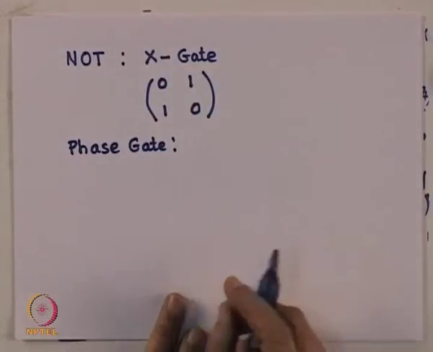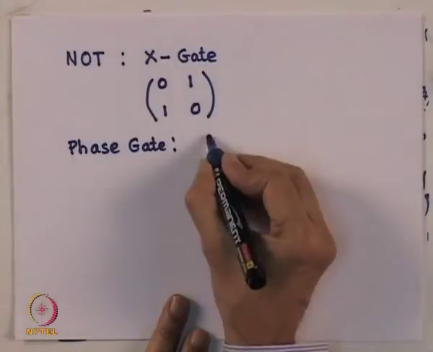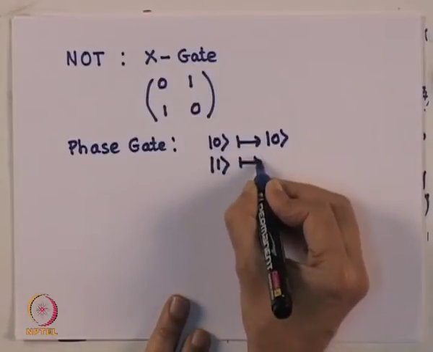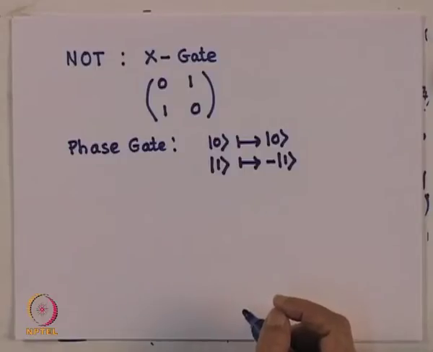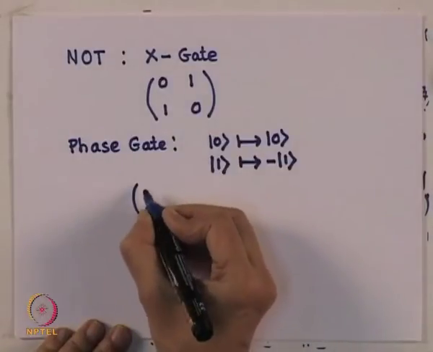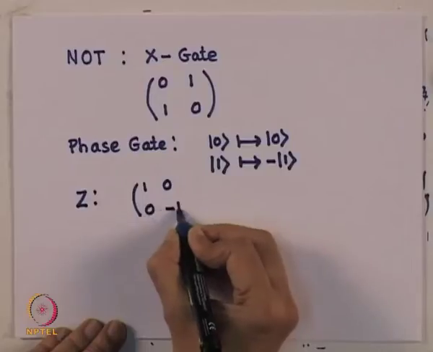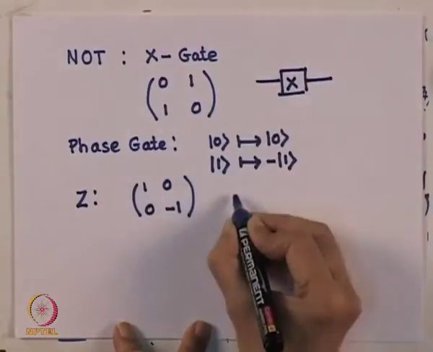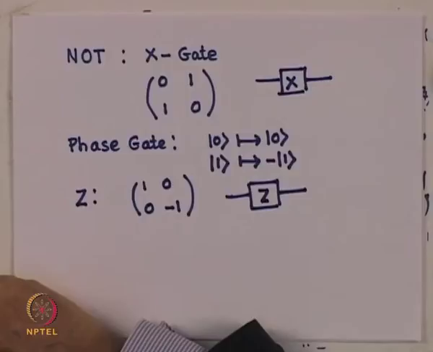Now a phase gate does something interesting. Acting on a state 0, it leaves it as 0. So 0 goes to 0, but when it acts on a state 1, it becomes minus 1. So in other words, it selectively provides a phase to one of the bits. So the corresponding operator is given by what is known as the Pauli Z operator. So it is also called the Z gate. The NOT gate is pictorially represented as X, and the Z gate is pictorially represented as Z.